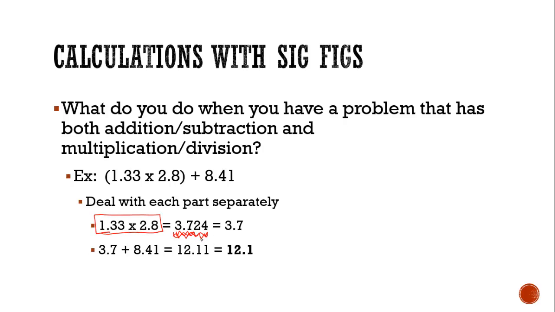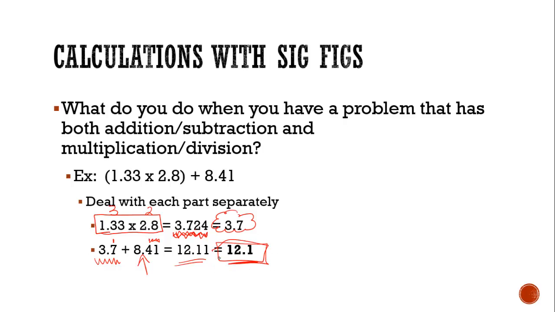So notice it's a multiplication problem. I have 2 here, 3 here, so my answer would be in 2, so that means I would round it to 3.7. Once I do that, I put it down here in my problem. Then I would add on the 8.41. Then it's an addition problem. One place after the decimal, two places after the decimal. So that means that once I got that 12.11, when I added them together, I could only have one place after the decimal. So that would be my final answer.